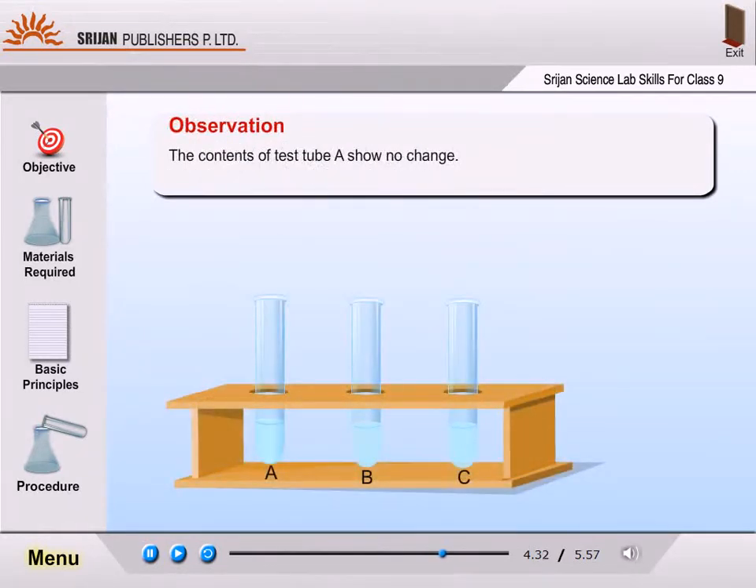The contents of test tube A show no change. The solution of common salt in water is stable. Bigger particles tend to settle down at the bottom of test tube B. The suspension of chalk in water is unstable. The contents of test tube C remain unchanged and no solid particles settle down. The colloidal solution of egg albumin in water is stable.